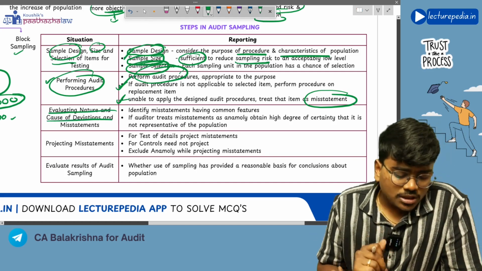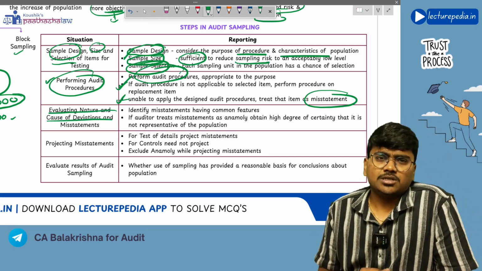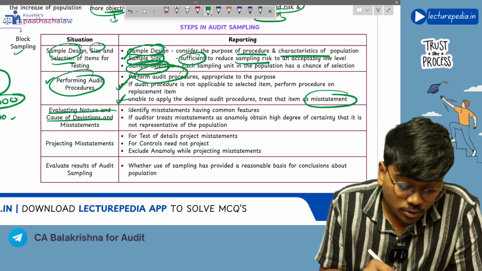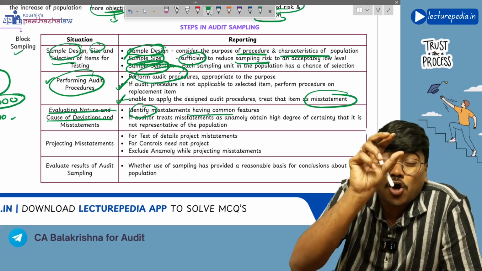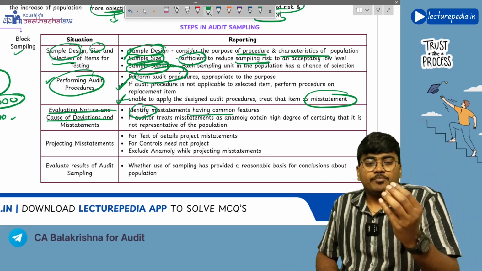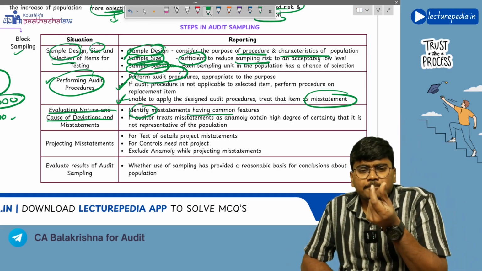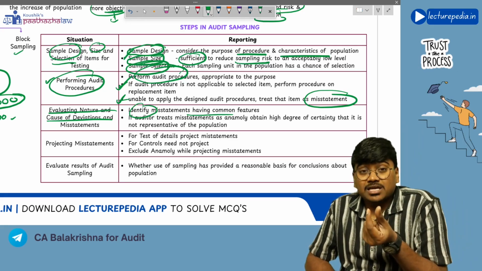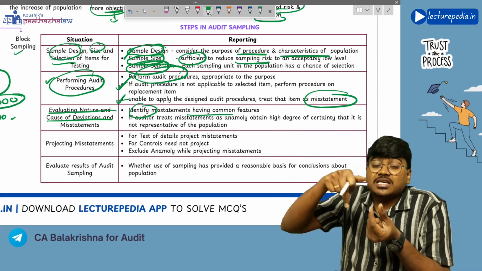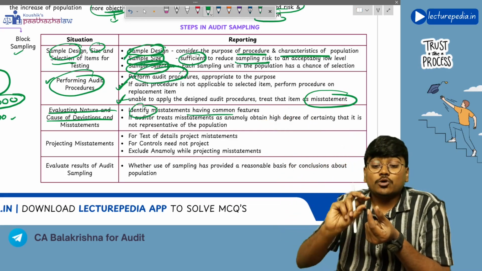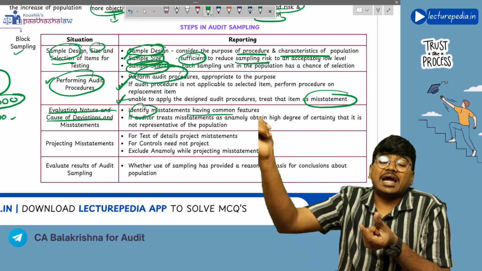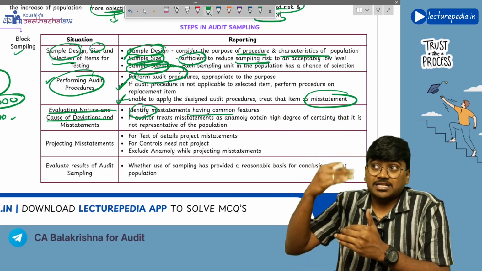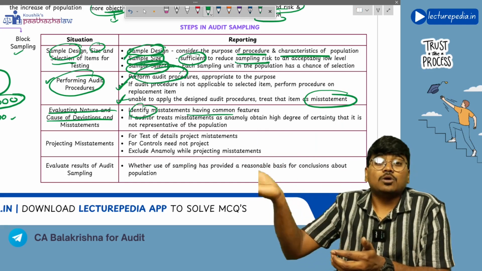Next, evaluating nature and cause of deviation and misstatement. After performing audit procedures, you will identify the misstatements. You need to identify misstatements that have common features. If you have identified a misstatement in the sample, there is a chance that there can be other misstatements of the same nature in the entire population. So you have to check all the items of the same nature in the entire population to check whether they are also misstatements.